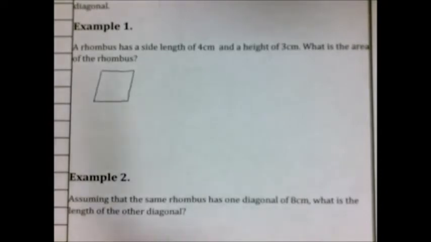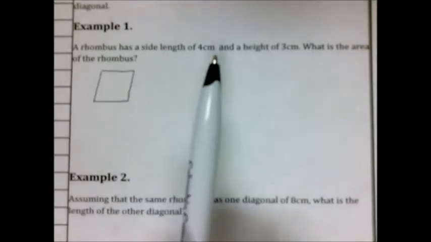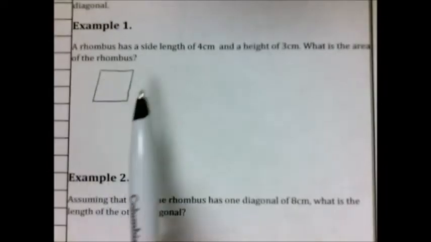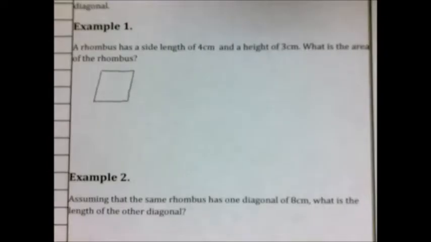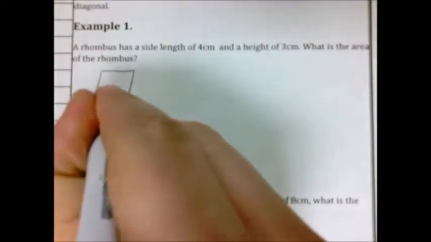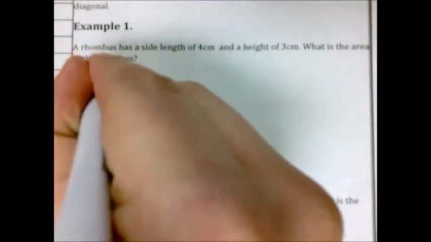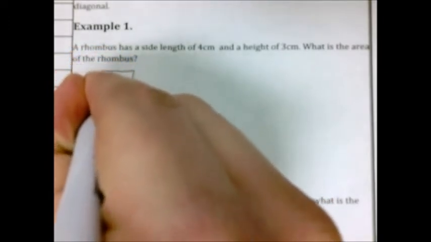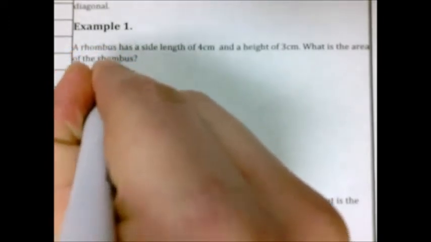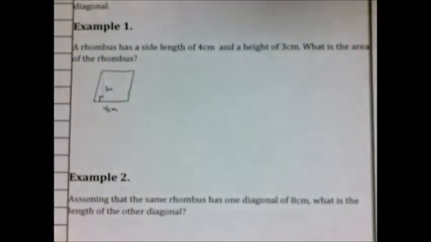So we know that the rhombus has a side length of 4 centimeters, and if we have a rhombus, we know that every single side length is going to be 4 centimeters, because a rhombus has 4 congruent sides. And then it says that it has a height of 3 centimeters. So we have to build in a height here. That's not the other side length, that's the height.